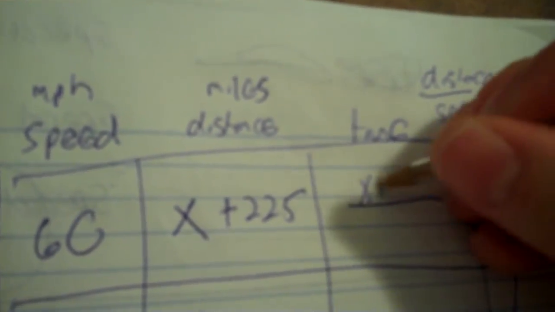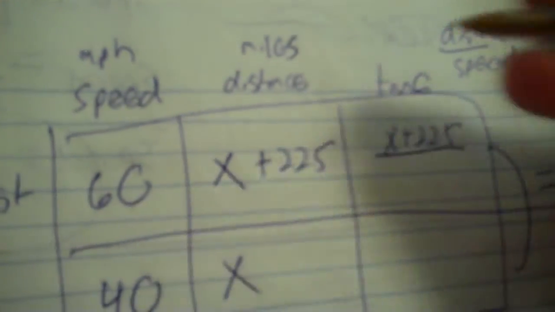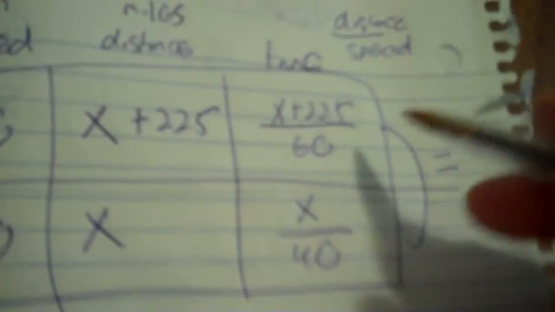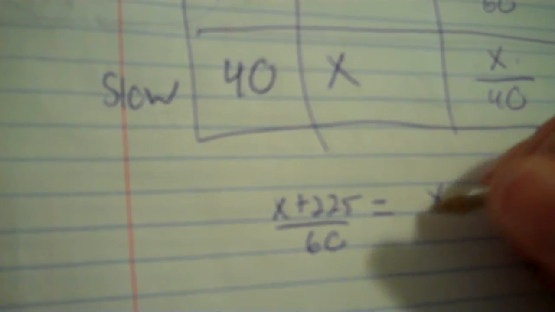Now for this car, for distance, I have the expression x plus 225, and for speed I have 60. For this car, I have the expression x, and the speed's 40. Now I line those up, just these 2, and set them equal. So x plus 225 over 60 equals x over 40. Now I solve.